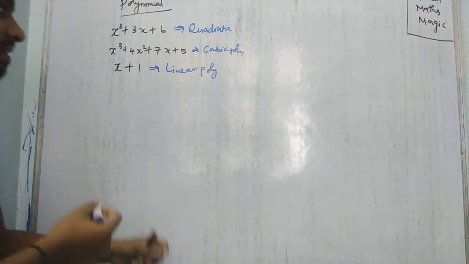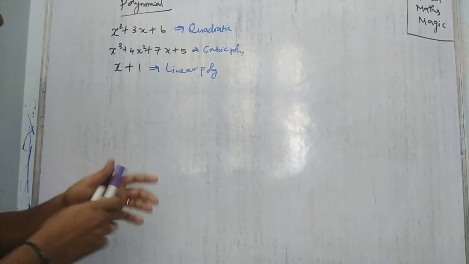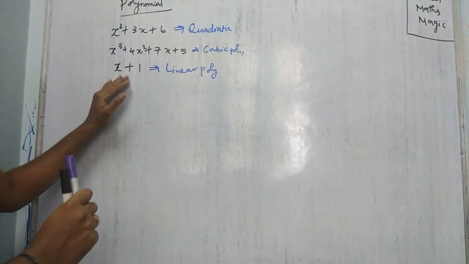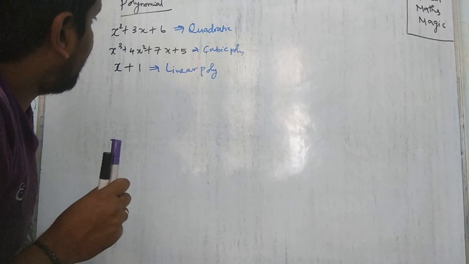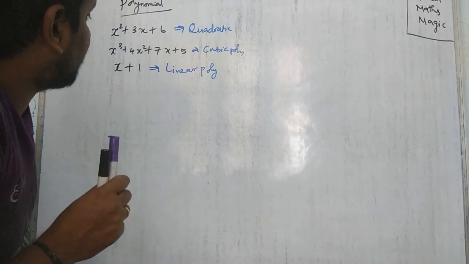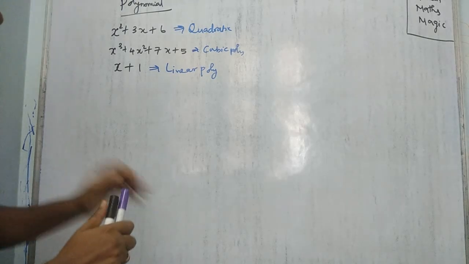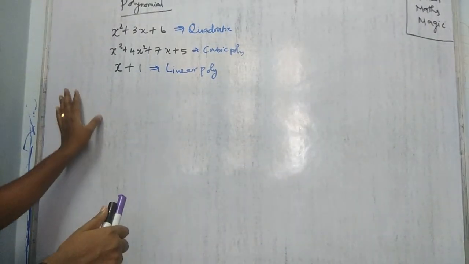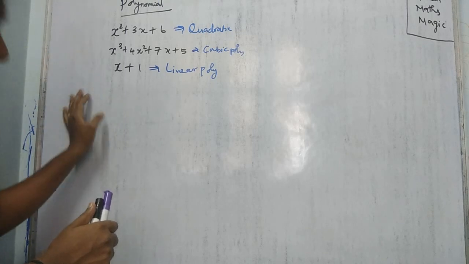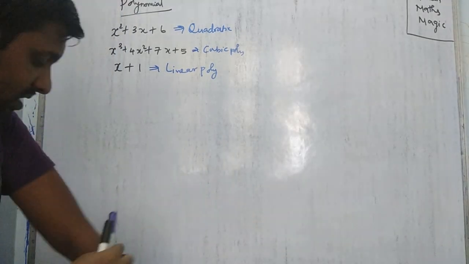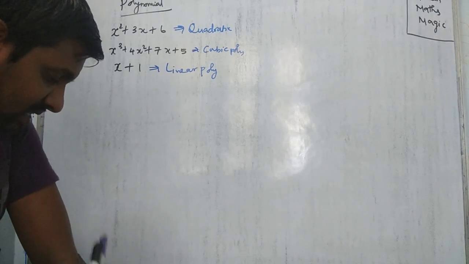So I repeat again: polynomial, poly means many, nomial means term, many terms. Highest power of x is 1, linear polynomial; highest power of x is 2, quadratic polynomial; highest power of x is equal to 3, cubic polynomial. In this chapter they will ask you to find mostly quadratic and a few sums in cubic polynomial. What is it linked with in class 9? To find the roots, to find the factors, everything.